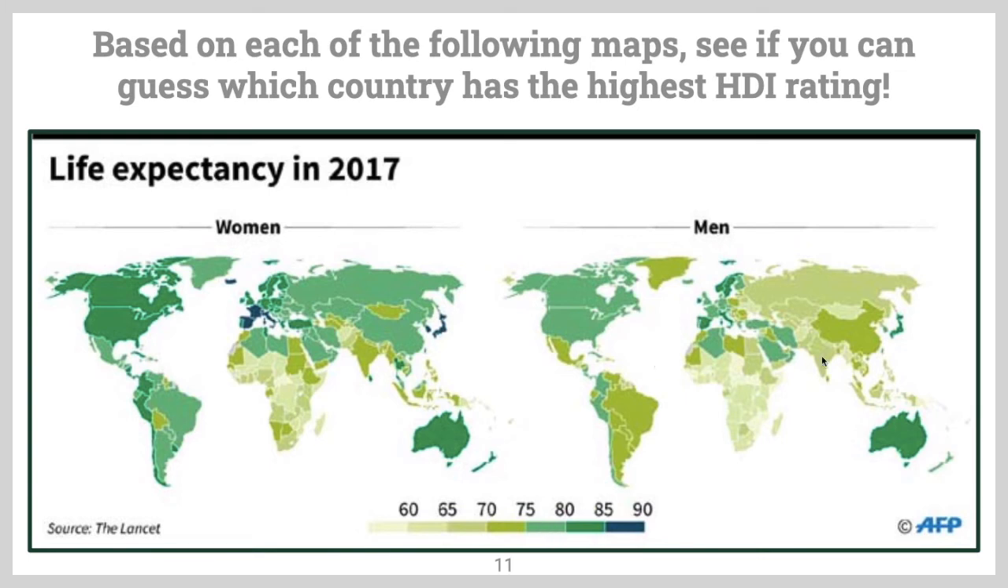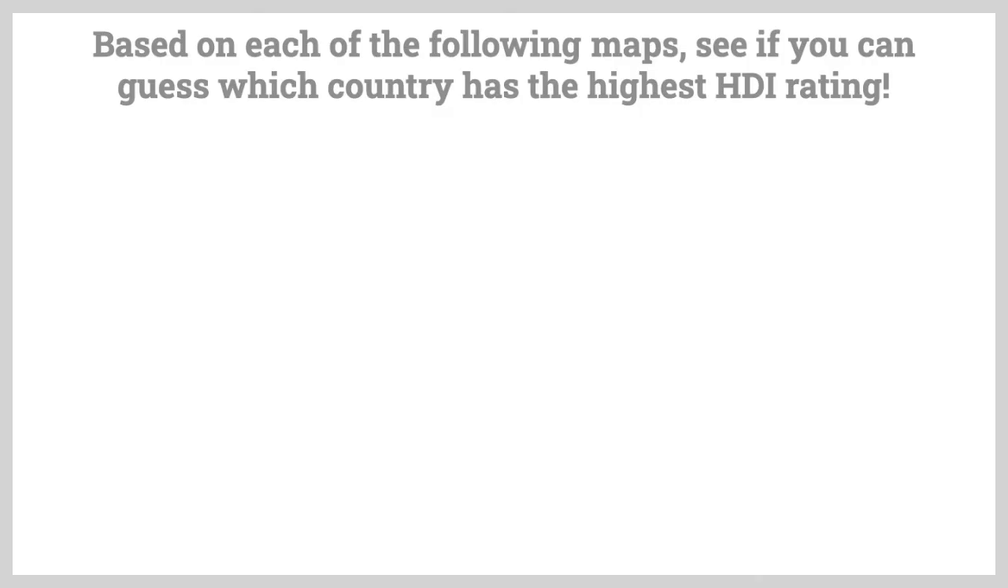So take a good look. If you have to pause this for a second, take a good look. You're going to try and predict, after all, this is a challenge, which country is number 1. But you have to take into account all 3 factors, not just this one map. So that's life expectancy. Let's take a look at the next one.